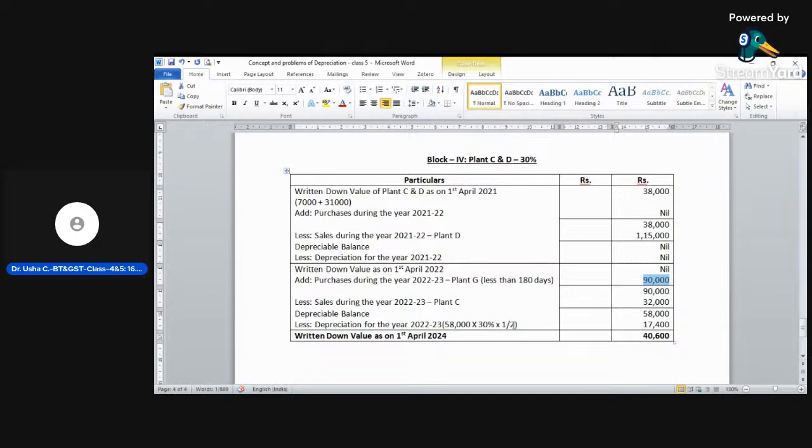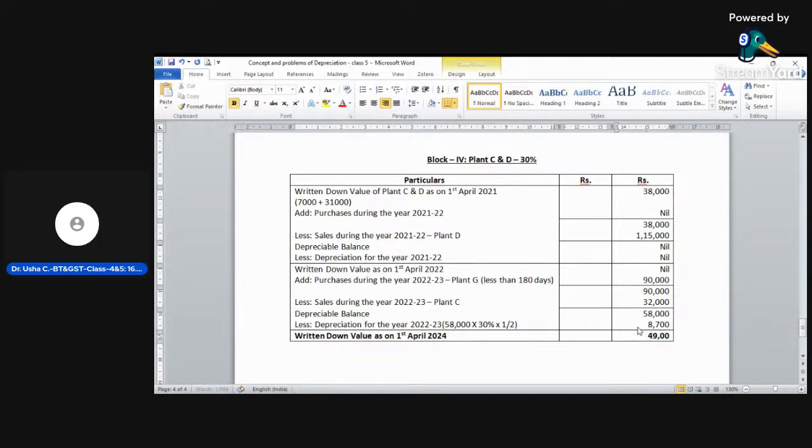So considering there is only plant G, and even if there are other assets as well, we have to first charge for the asset which is purchased during the year and put to use for less than 180 days, that is 58,000 into 30% into 1/2, that is only 8,700 we need to charge. So what is the balance amount? 58,000 minus 8,700 is 49,300.